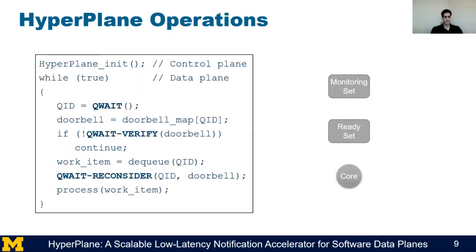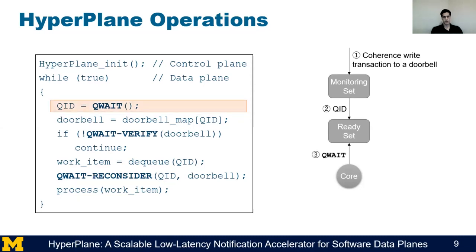HyperPlane's hardware is first initialized. This includes initializing the monitoring set with the addresses of the doorbells of the queues to be monitored. The monitoring set watches for coherence write transactions to the doorbells, which indicate work arrival in them. When one of such write transactions is received, the corresponding queue ID is sent to the ready set.